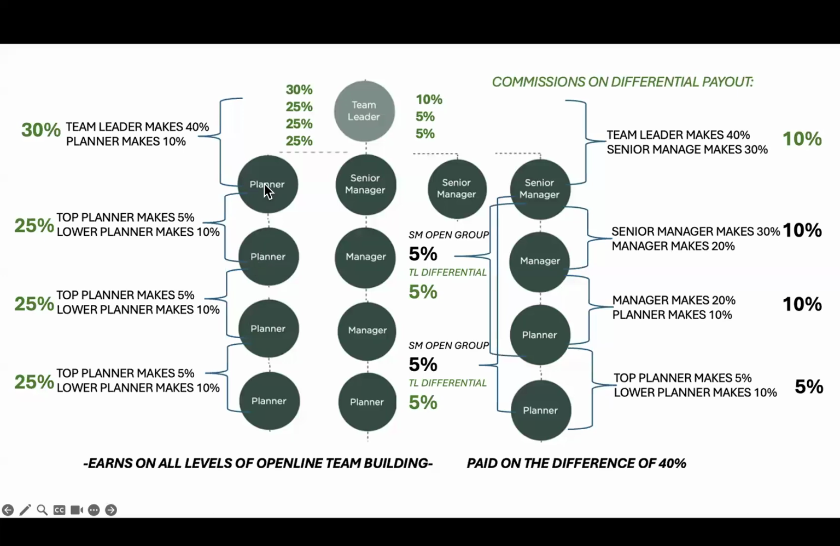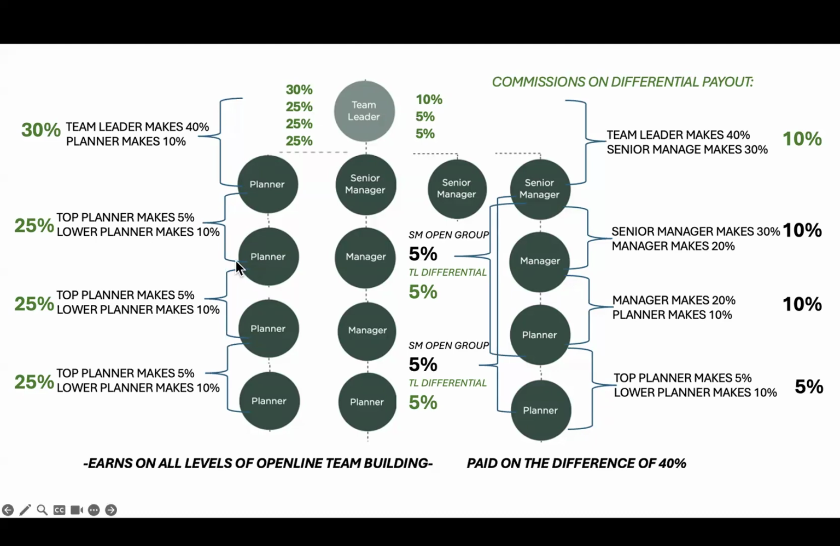Okay. Level 2. Because a planner only makes 5% on his level 1 planner, the top planner will make 5% and the lower planner makes 10% of what he buys and sells. So among these level 1 payouts, there is 25% that is left over on these transactions. 25% gets paid to the team leader. So you're getting paid on all levels up until the next team leader, which is why it's called open group. When it's open and there are no equivalent ranks, that's your money. That's your money. Okay.